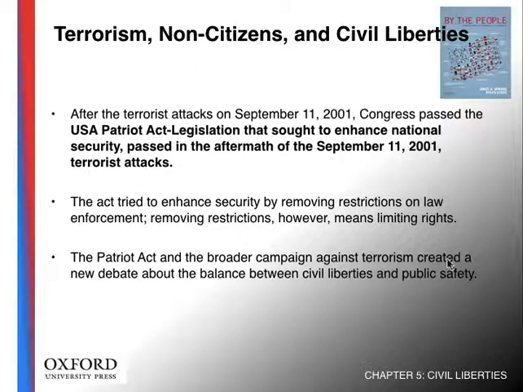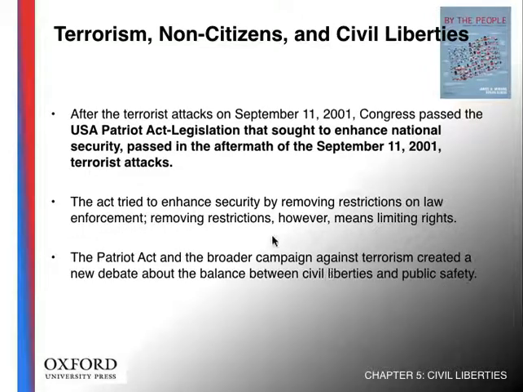Terrorism, non-citizens, and civil liberties. After the terrorist attacks of September 11th, Congress passed what's called the USA Patriot Act legislation. You should read up on this in your textbook. It sought to enhance national security and was passed right after the aftermath. But what it did was actually lessen our civil liberties. It gave the government more ability to look into our private lives.